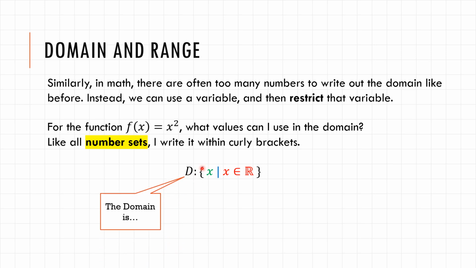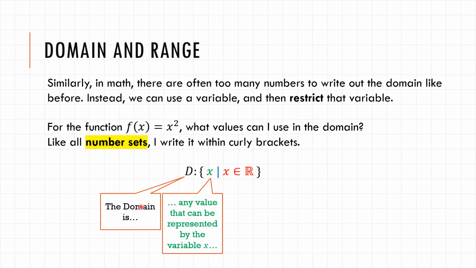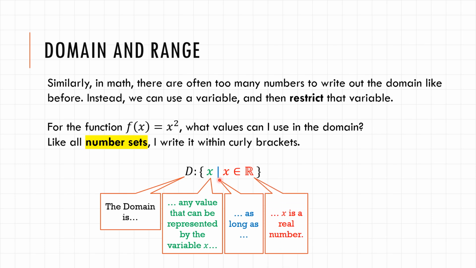We have this D here that indicates we're about to start talking about the domain. Then we start off by putting in a variable. The domain is any value that can be represented by the variable x. We put a straight line here to start the next rule. So we say as long as x is a real number. And that's how you write domain.